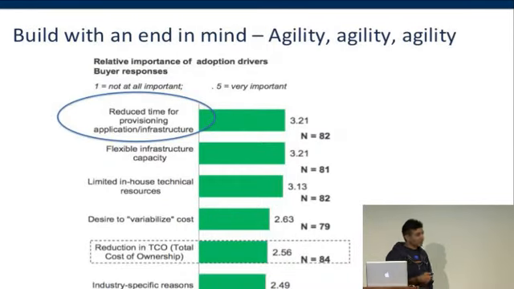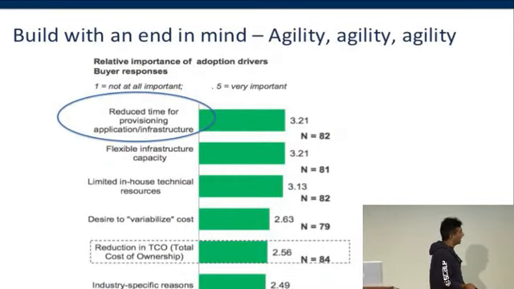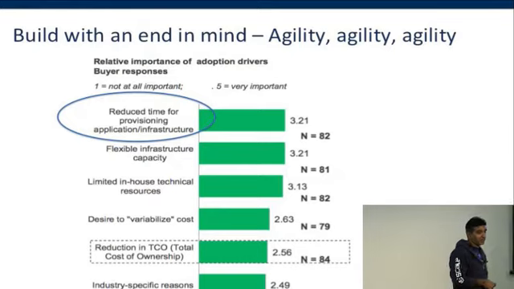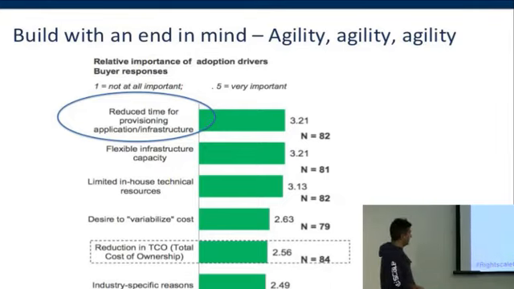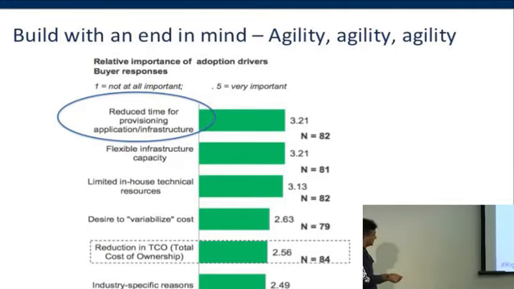Similarly, there is another one on agility, and that seems to be the key concept that people are going after. It's the ability to make the infrastructure available to their users quickly so that the business can go on quickly without any hurdles. As you can see here, the TCO is actually pretty low on the list.